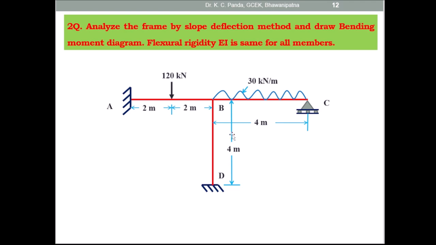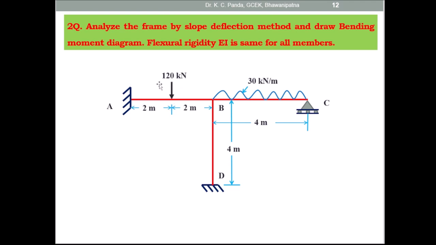As you know, in slope deflection method, the first step is to assume the end of each span as fixed and find out the fixed end moments. First take span AB: assume both ends are fixed and find out the fixed end moments MFAB and MFBA. Then for span BC you have to find MFBC and MFCB, and for span BD you have to find MFBD and MFDB. But in vertical member BD there is no load, so MFBD and MFDB are equal to 0.